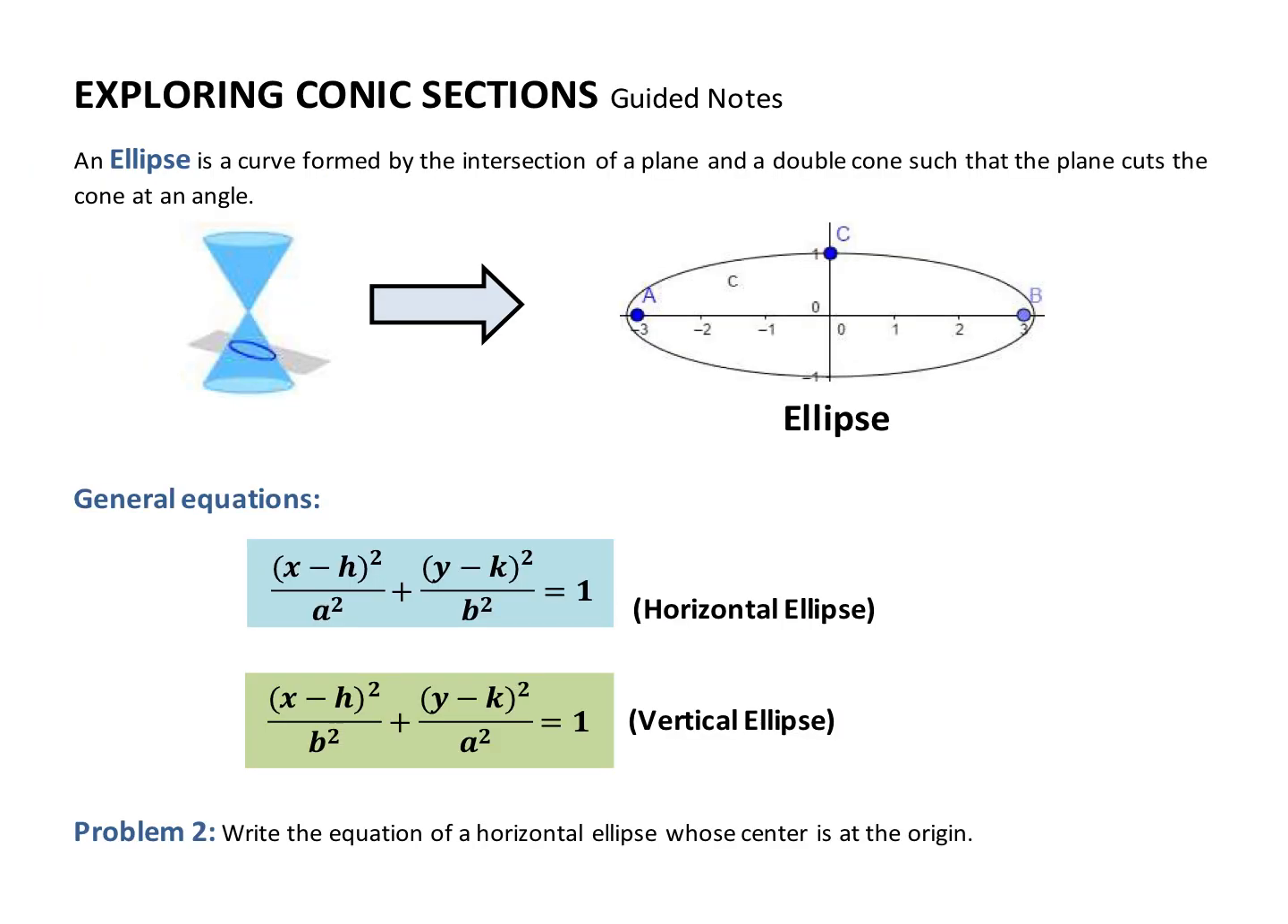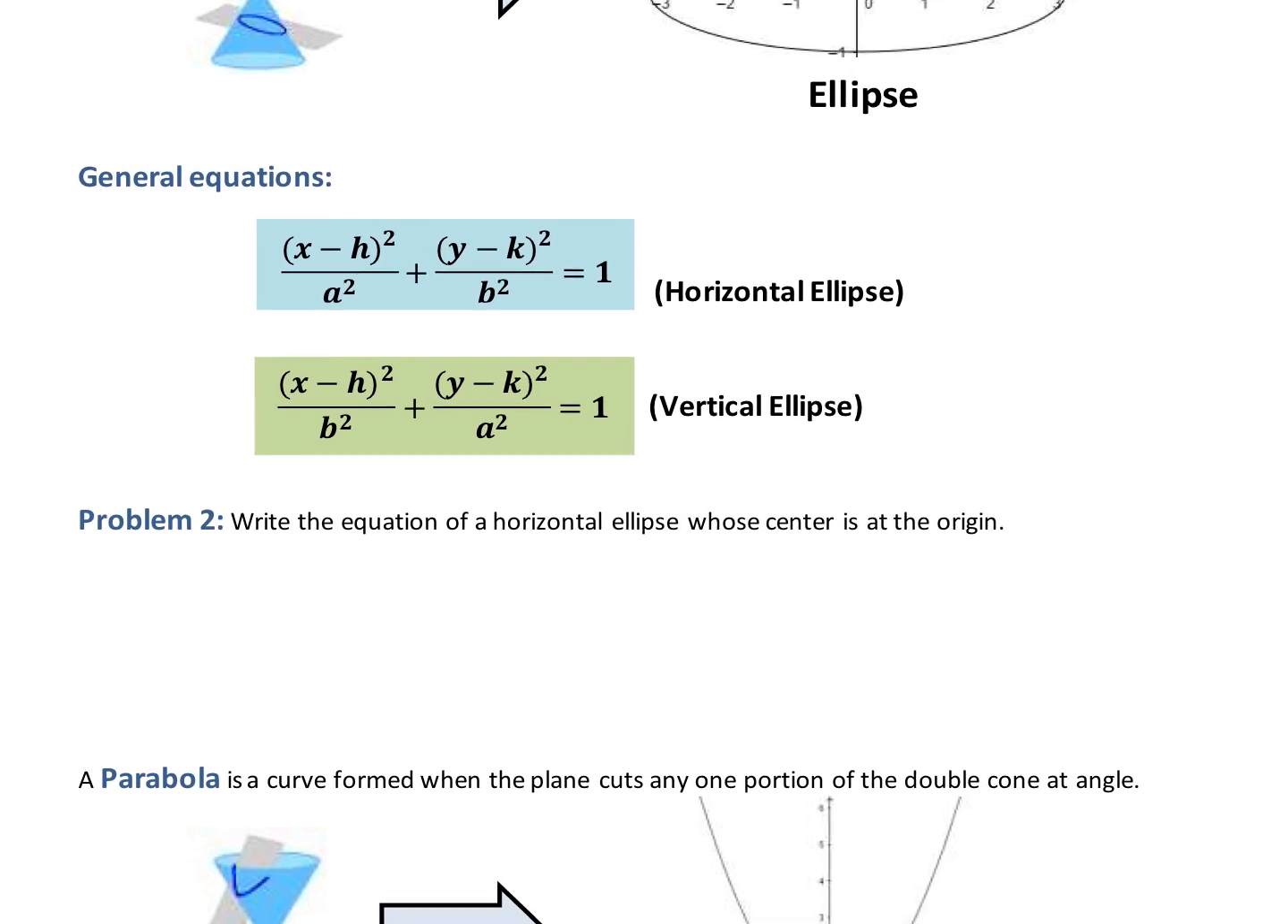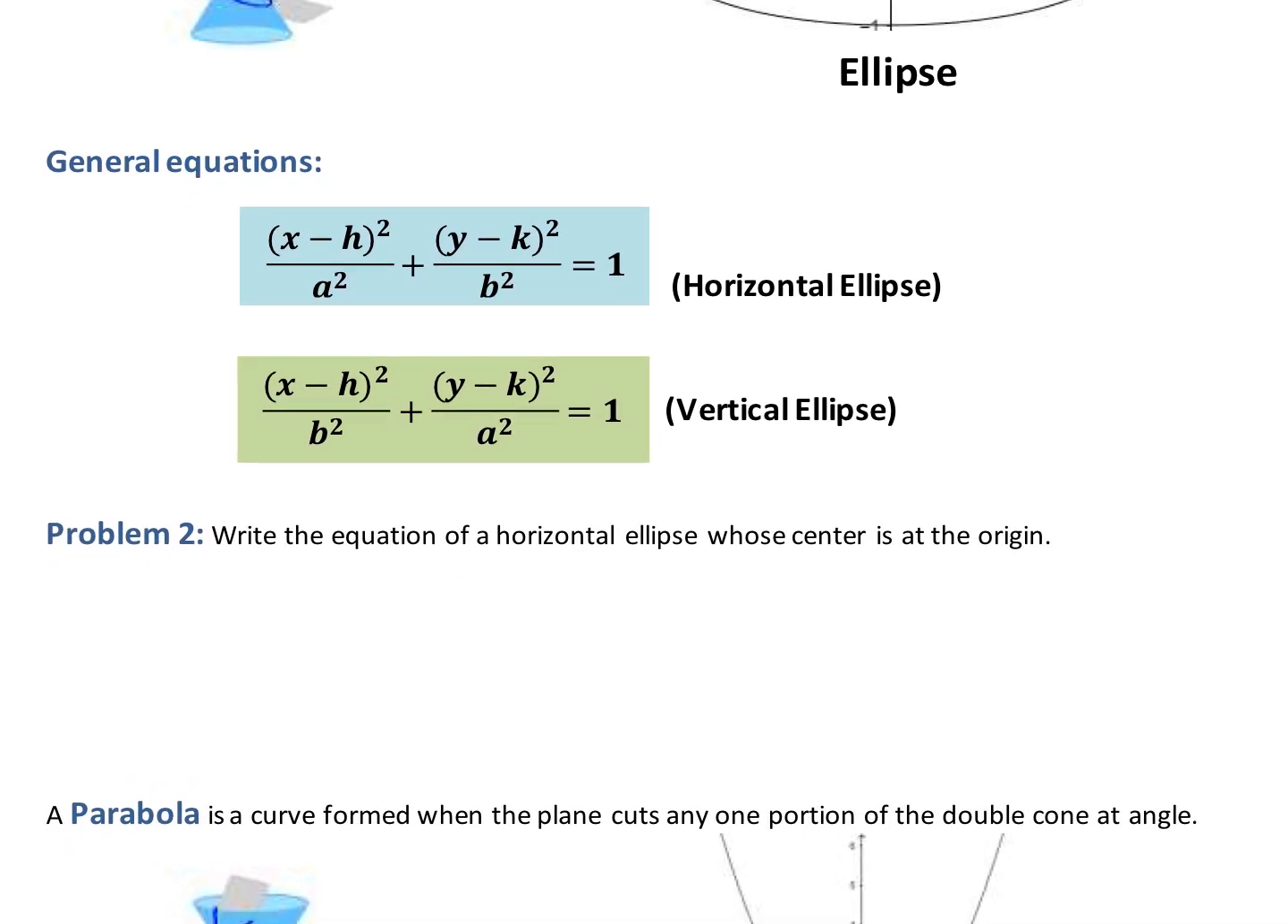An ellipse is a curve formed by the intersection of a plane and a double cone such that the plane cuts the cone at one angle. So here are the two general equations of the ellipse. (x - h)^2 / a^2 + (y - k)^2 / b^2 = 1 is going to give you the horizontal ellipse, while (x - h)^2 / b^2 + (y - k)^2 / a^2 = 1 is now going to give you your vertical ellipse.